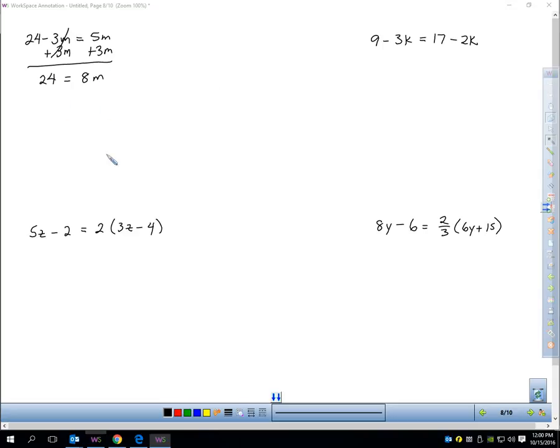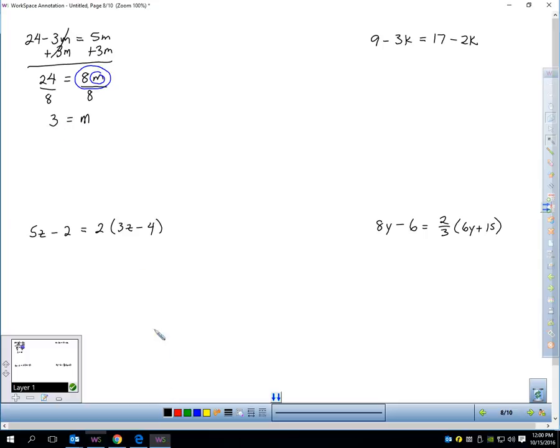I've accomplished that here. Now, when you think about your onion, this should be easy. We have a one-step problem to solve. I want to get m by itself. I have to get rid of the times 8 layer of my onion. So I'm going to divide by 8, and I'm getting m equals 3.